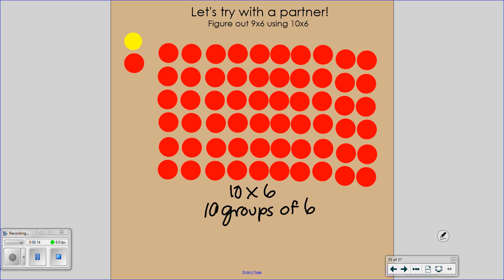Eva? 60. What if I wanted to use that easy peasy problem to solve 9 times 6? Now I want to solve 9 times 6. How do I read 9 times 6 though? What does that actually mean, Kaiser? 9 groups of 6.